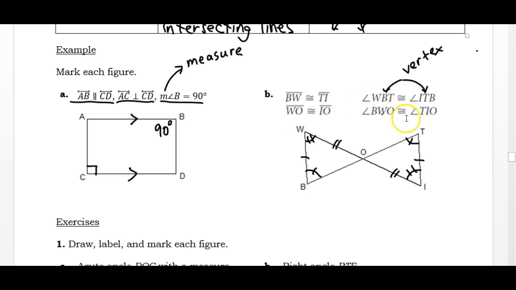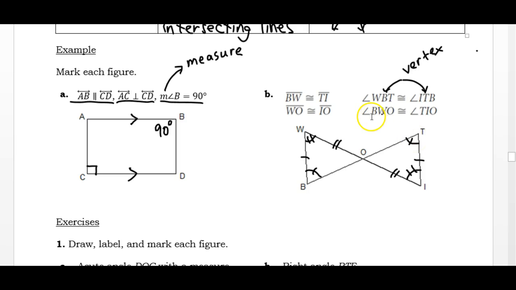Now we're going to mark some angles congruent. This is angle WBT is congruent to angle ITB. So remember, the middle letter in each of these is the vertex. B is the vertex and T is the vertex, so that's where our mark's going to go. WBT is this angle right here. So I add my congruent mark at the vertex B. My second one is ITB. ITB, so I add my congruent mark right there.